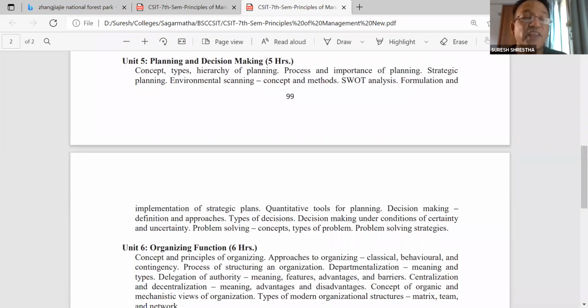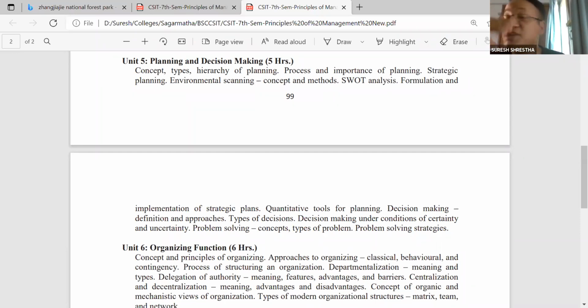Then in the fifth unit, you have two very important functions of management, that is planning and decision making. In planning, how you make plans for your organization. What are the courses of action? Planning is all about the courses of action that you will take to achieve your goal. In planning, what are the different approaches we have to use, and what different analyses do we have to do prior to formulating these plans for your organization?